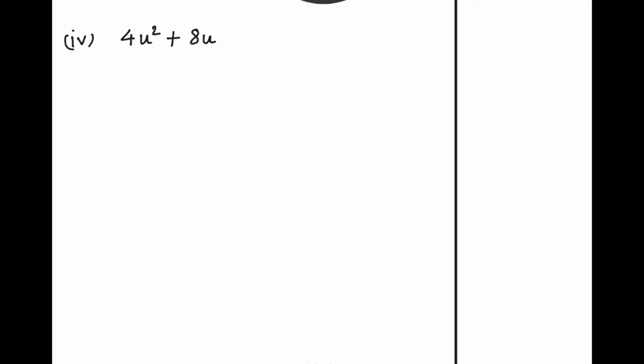Alright, let's solve the fourth quadratic equation problem. So now the fourth quadratic polynomial is 4u square plus 8u, and this is actually quite easy.